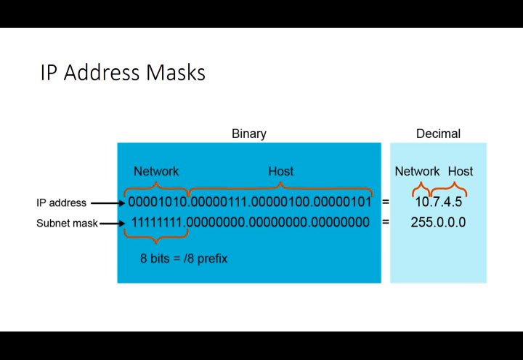This would make the subnet mask 255.0.0.0 because the first bits are enabled, the bits that identify the network portion of the IP address.